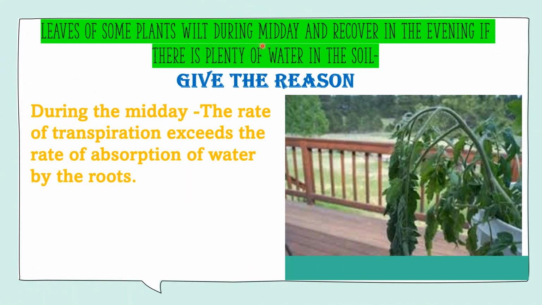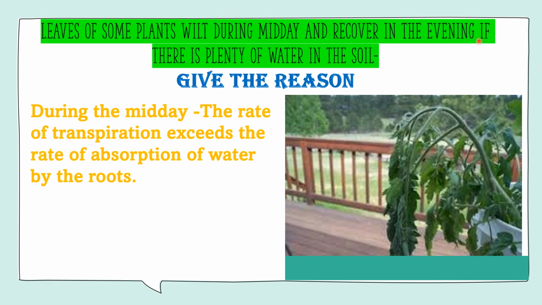Leaves of some plants wilt during midday and recover in the evening if there is plenty of water in the soil. Give the reason. For this statement, what will be the answer? During midday, the rate of transpiration exceeds the rate of absorption of water by the roots. The rate of transpiration is more than the rate of absorption of water by the roots. That's why leaves of some plants wilt during midday.